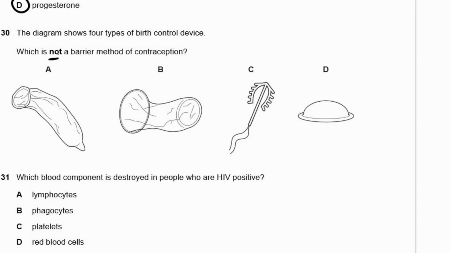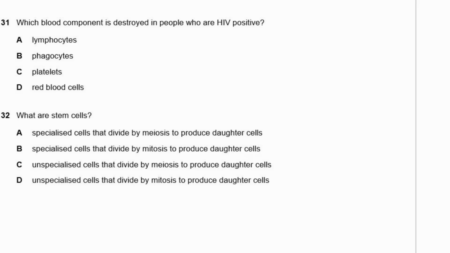Question 30. The diagram shows 4 types of birth control devices. Which is not a barrier method of contraception? A barrier method is exactly what it sounds like. It creates a barrier so the sperm can't pass up into the oviducts and fertilize the egg. A is the male condom, definitely a barrier method. B is a female condom, definitely a barrier method. D is a diaphragm, a barrier method. And C is an IUD, an intrauterine device. Basically the copper makes it so that the egg doesn't implant into the lining of the uterus. So C is the one that's not a barrier method. It's a chemical method.